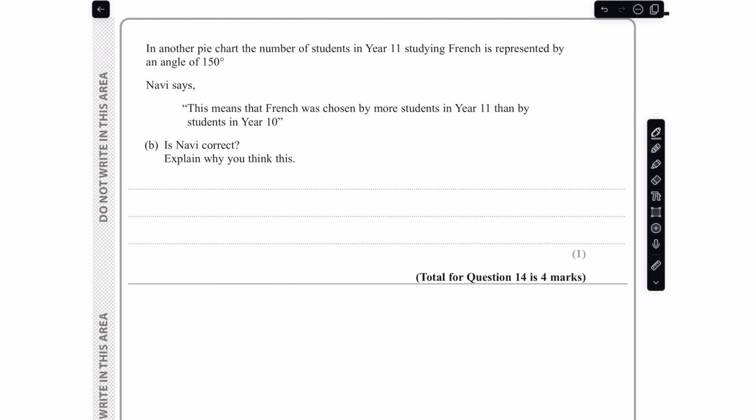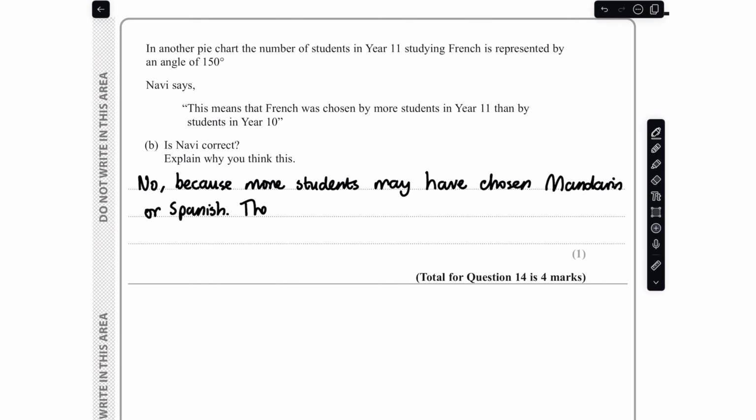So the answer for this question is no. And why is this the case? Because more students may have chosen Mandarin or Spanish. And remember, we don't know the number of year 11 students. So that's why Navi is incorrect. So your final answer for this question is no, because more students may have chosen Mandarin or Spanish, and the number of year 11 students is unknown.